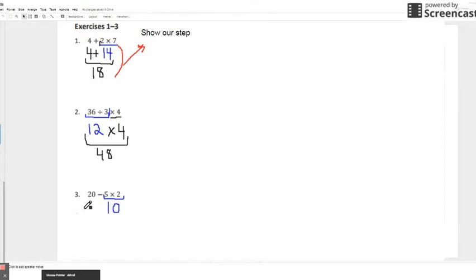And once again, I haven't touched the 20 or the subtraction, so I need to just simply bring it straight down or rewrite it. And now I do the last evaluation of the subtraction, and of course that answer is 10. So there you go.